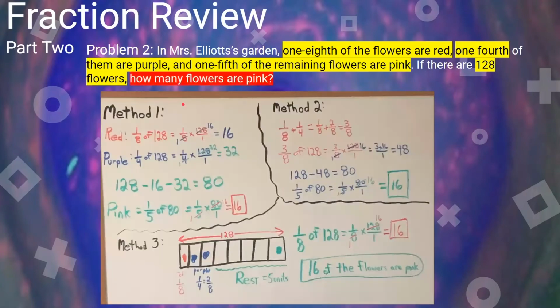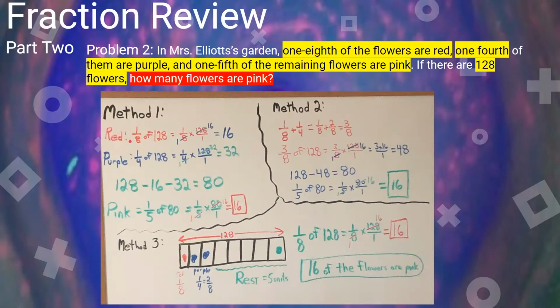Okay, problem 2. A couple of things we knew. The question was, how many flowers are pink? And what did we know? Well, we knew 1/8 of the flowers are red. We knew 1/4 of them are purple. We knew that 1/5 of the remaining flowers, we got to remember that part, are pink. And we knew there was a total of 128 flowers. So let's look at our first method.